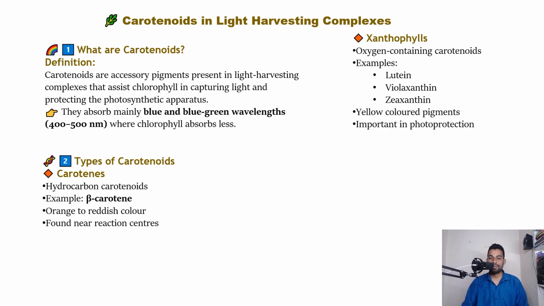The next type of carotenoids is xanthophylls. These are oxygen containing carotenoids, examples lutein, violaxanthin, zeaxanthin. These are yellow colored pigments. These are important for photoprotection.